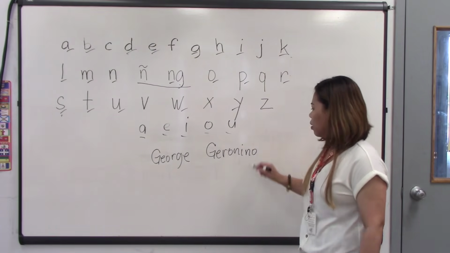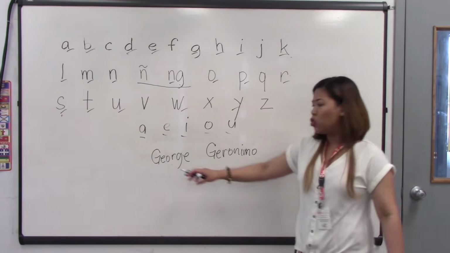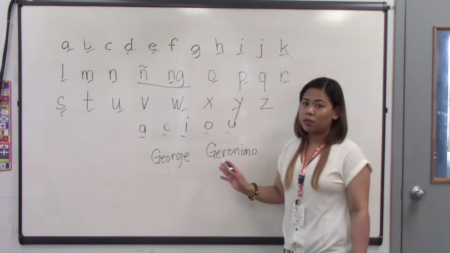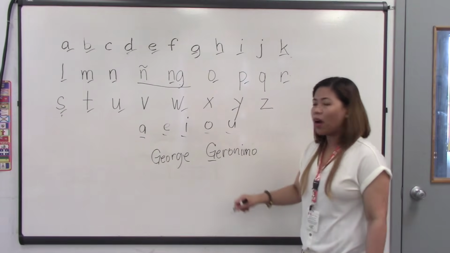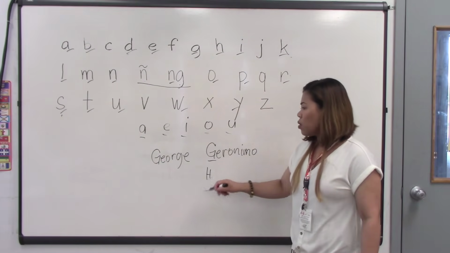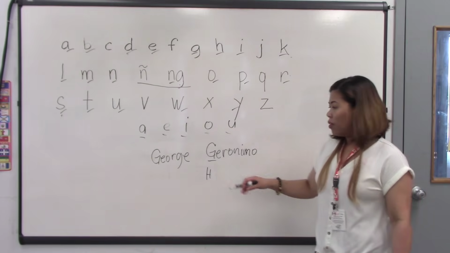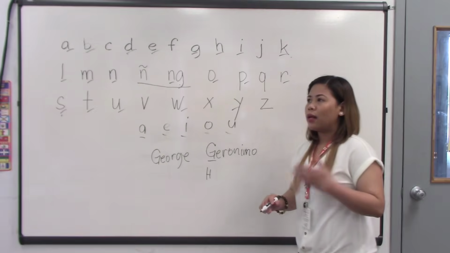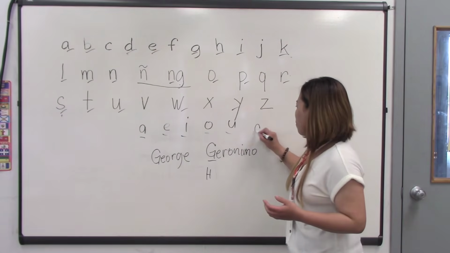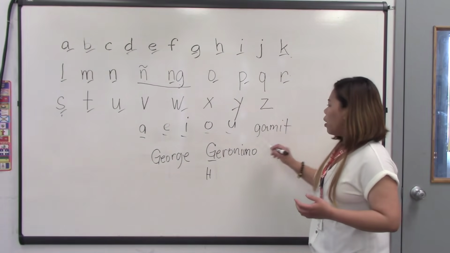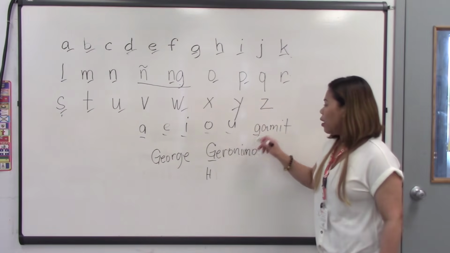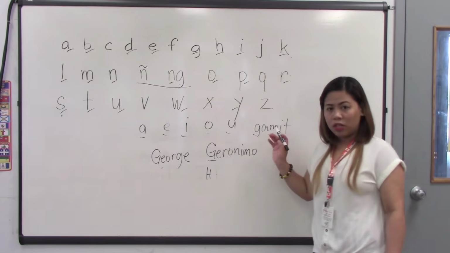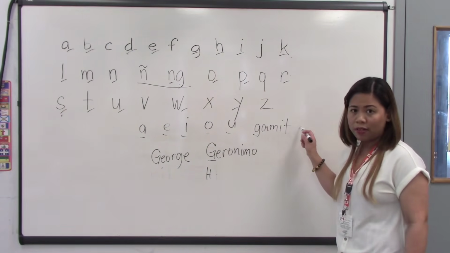this one, so we don't say George Jeronimo. If it is in the last name, it's usually from a Spanish last name. So we pronounce G here as H. So we say George Heronimo, not George Jeronimo. But for Tagalog words like when you say things, which is gamit, it's always the hard G sound, not H, not the soft G, but always the hard G sound for original Filipino words.